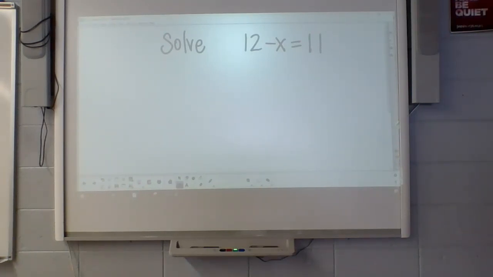Yeah, that's all it is. So then at this point, that negative is really like a -1 being multiplied by x. So we're going to get rid of it by dividing by -1.